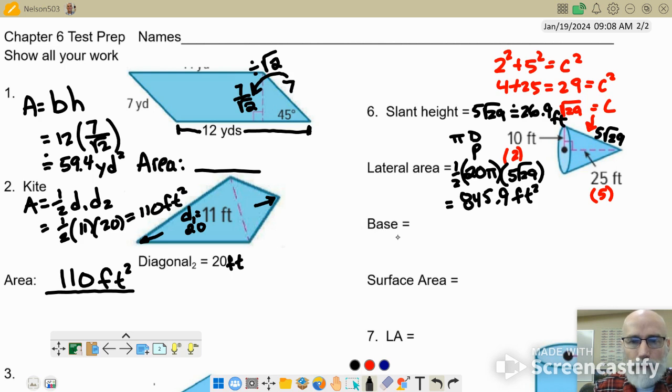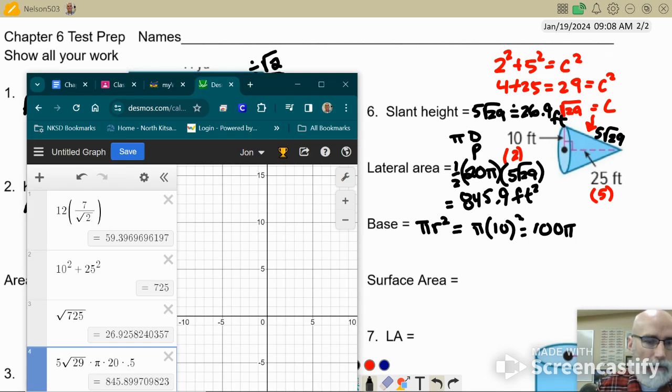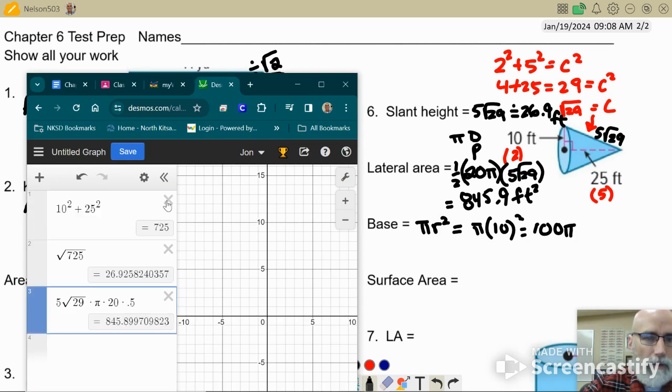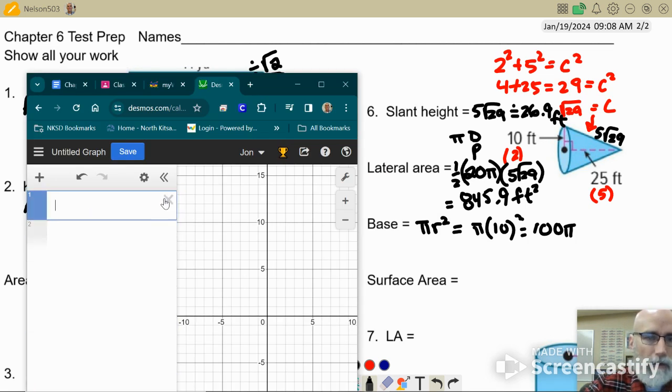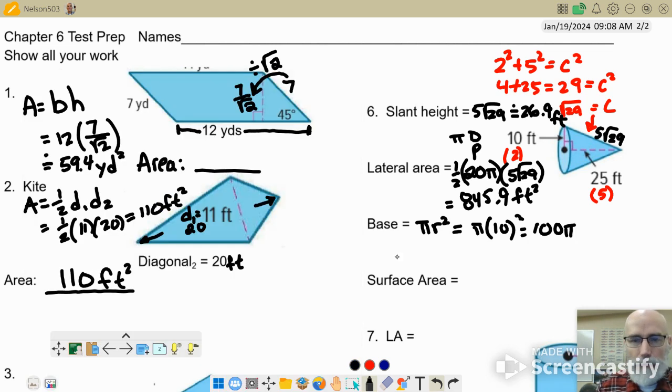The base. What's the area of the base? Well, that would be pi times radius squared. So that is pi times 10 squared, which comes out to be 100 pi. You could do that as a decimal. Let's get rid of some of this stuff here. 100 pi is about 314.2, right? Surface area. Now we're going to take 100 pi plus this stuff up here.